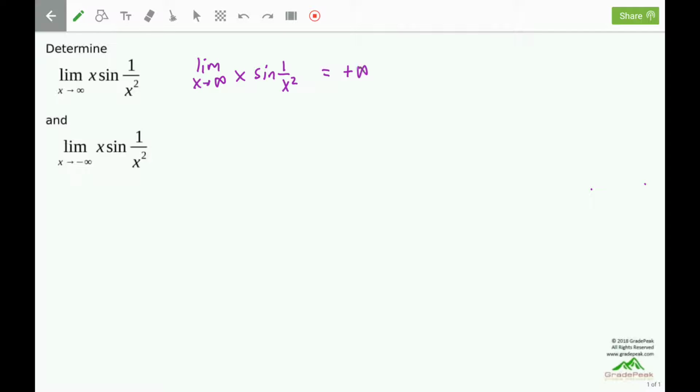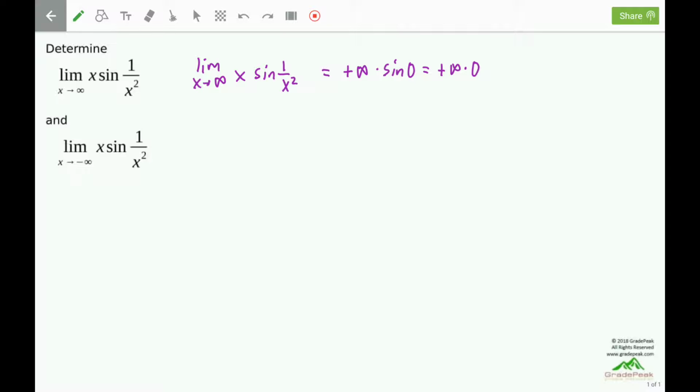That will give a positive infinity times the sine of, and 1 over x squared will go to 0 as x approaches positive infinity, so it'll be the sine of 0. The sine of 0 is 0, and the result is positive infinity times 0. We have the infinity times 0 indeterminate form here. We will need to rework this.